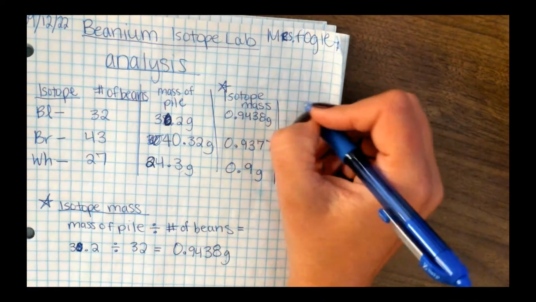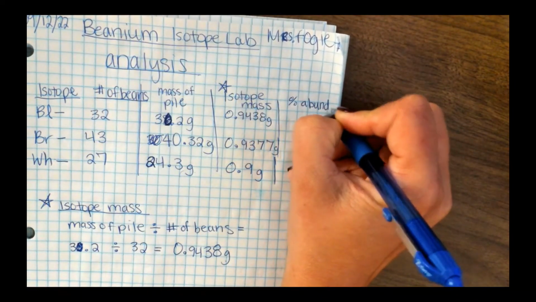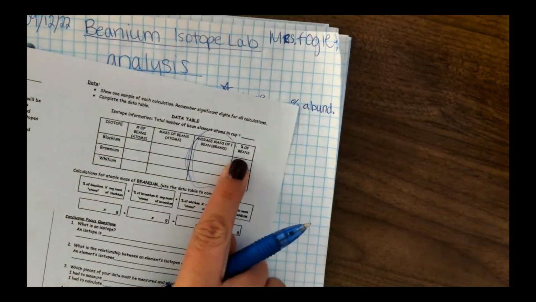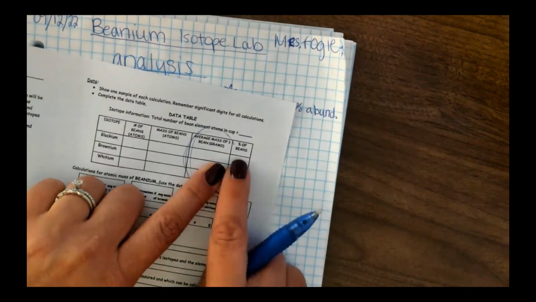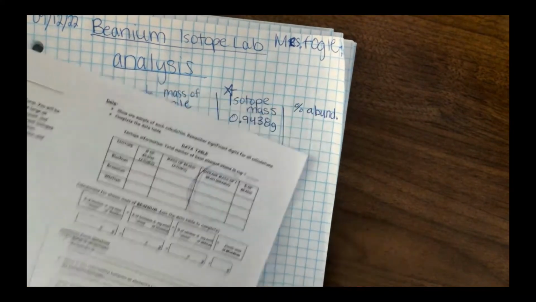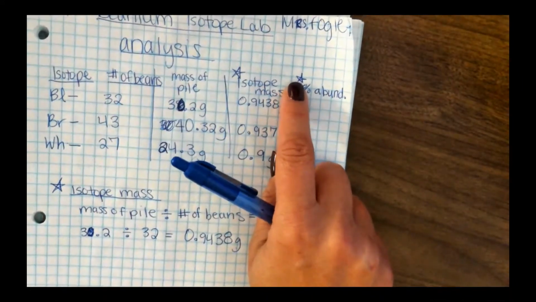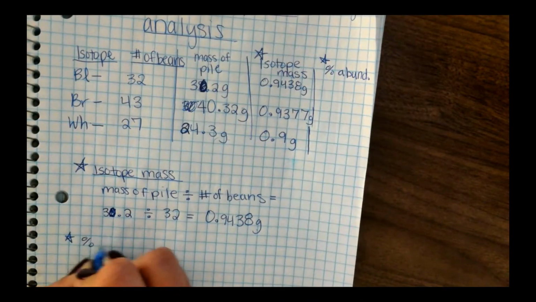So the next one is percent abundance. So I'm just going to put percent abund. So we're now right here, percent of beans, right? So if you already did this calculation, then cool, write them in, that's fine. But I'm going to show, because we got to show our work for that one too. So go ahead and put a star right there. We're going to put a star down here. We're going to say percent abundance.